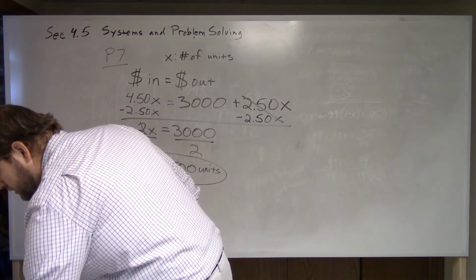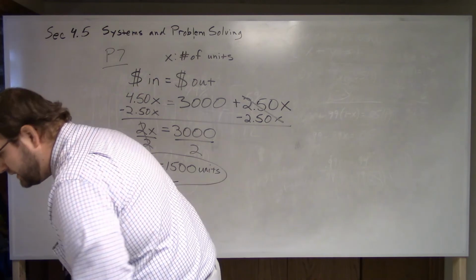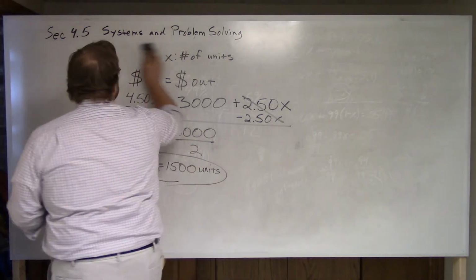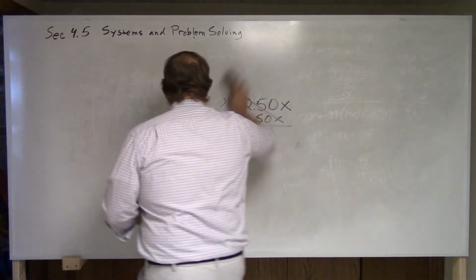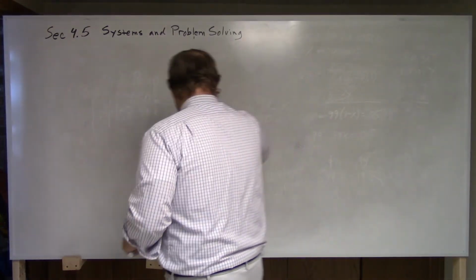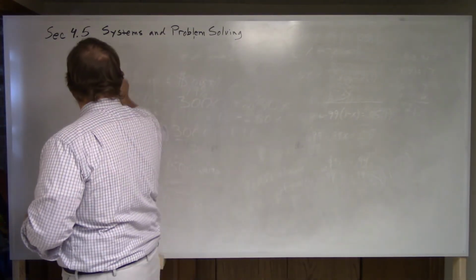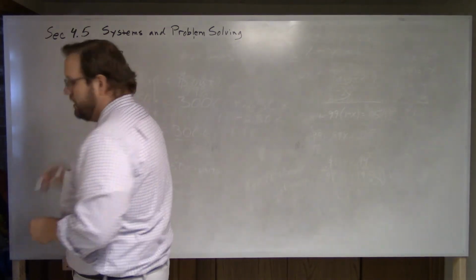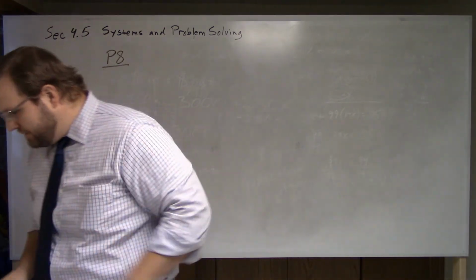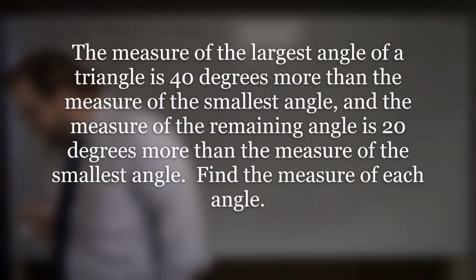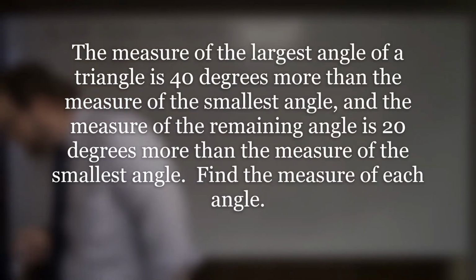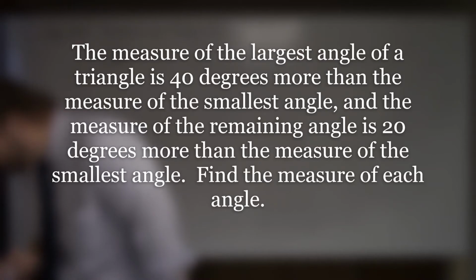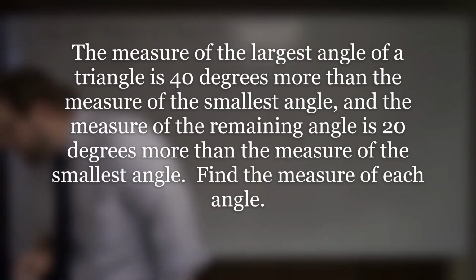Let's do one last one. This is practice 8. Practice 8 is found on page 294. It reads, the measure of the largest angle of a triangle is 40 degrees more than the measure of the smallest angle, and the measure of the remaining angle is 20 more than the measure of the smallest angle. Find the measure of each angle.